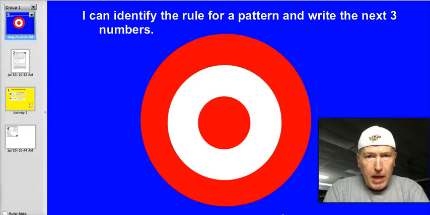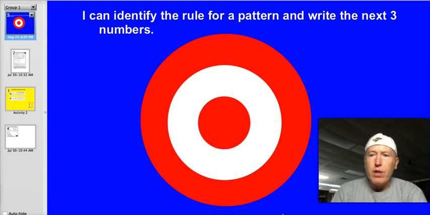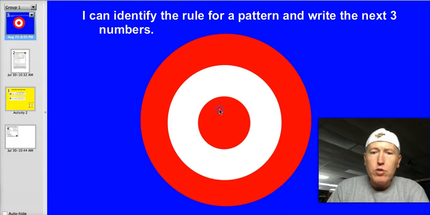Hey Valley Middle kids, I'm back with a quick lesson for your weekly enrichment lesson on patterns. The target for this lesson is: I can identify a rule for a pattern and write the next three numbers in that pattern. Let's do this thing.